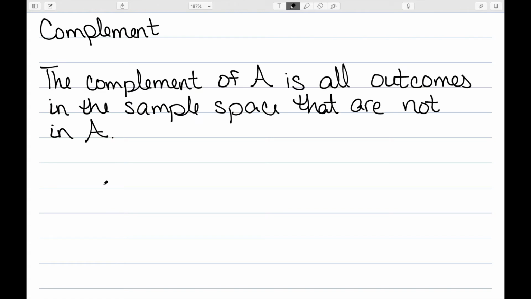In this video, I want to talk about the complement and its probability. The complement of an event A is all of the outcomes in the sample space that are not already in A. And it's denoted by A prime. It's essentially everything else. So let's look at some examples of this.